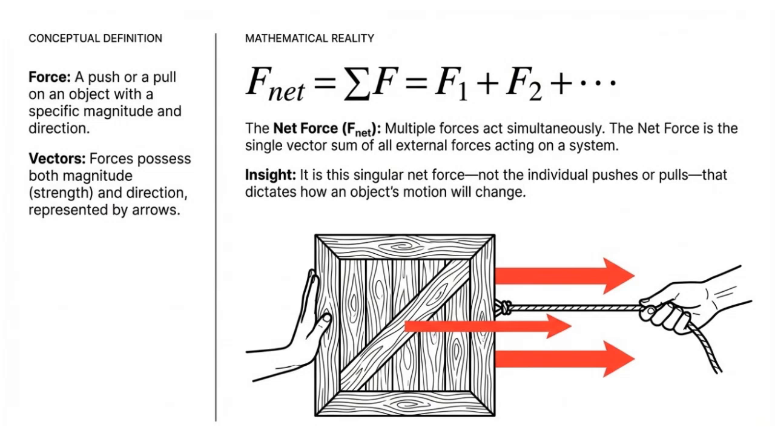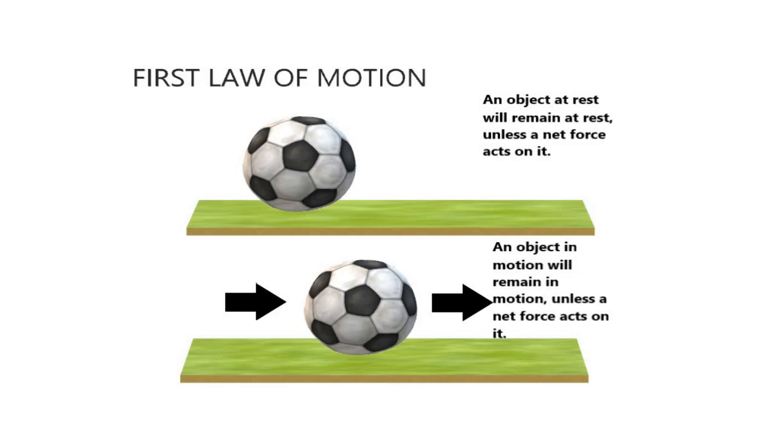The important point is that it's this single net force, not each separate push or pull, that determines how the object's motion will change. For example, if you imagine a box being pushed from one side while being pulled by a rope on the other, the net force is the sum of those forces, which ultimately decides whether and how the box moves. Here we see the first law of motion illustrated with a soccer ball.